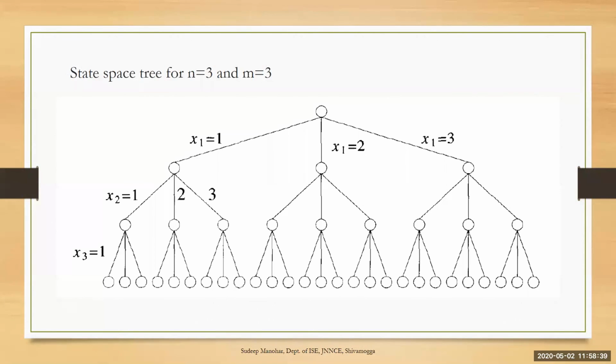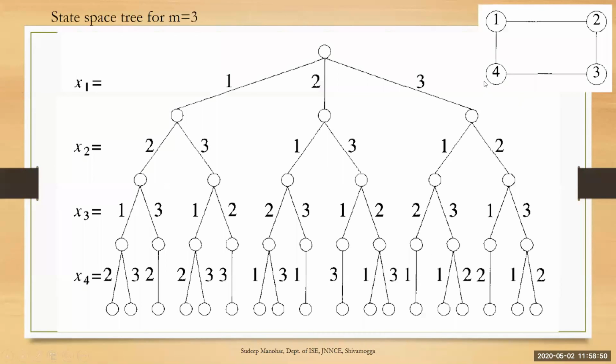So we'll take one example. This is a general method showing how the state space tree works. We'll take an example now and see how the coloring is done. Observe this. On the right hand side, you can see a graph. This is the input graph. It contains 4 vertices, and you can see which nodes are adjacent.